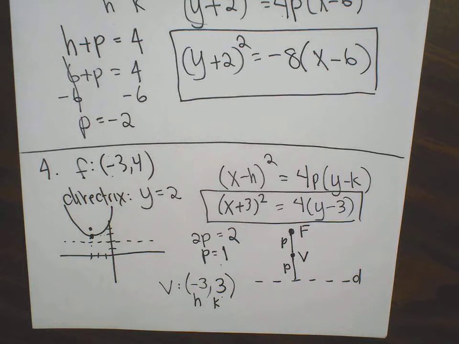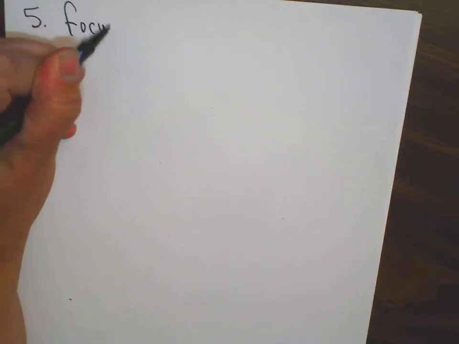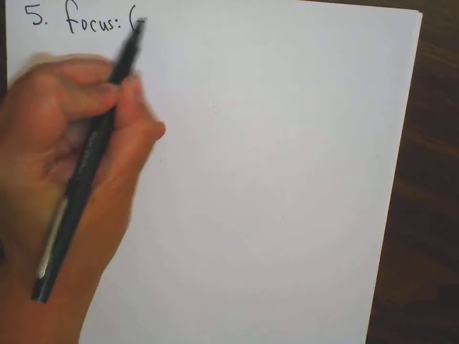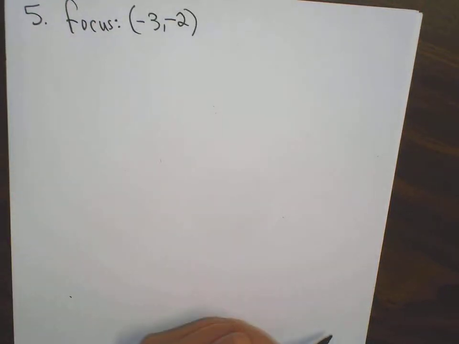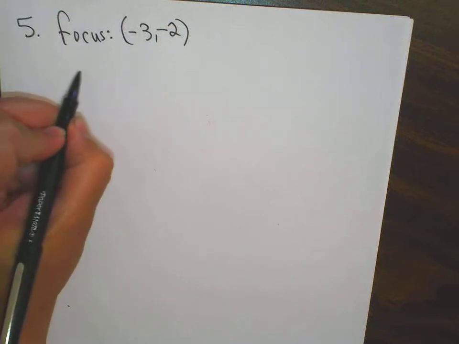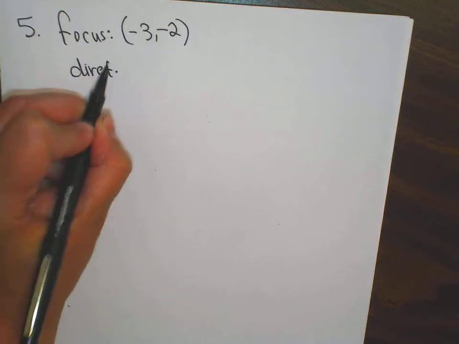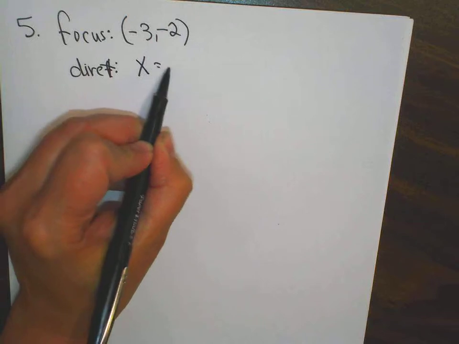All right, was there another one that you missed on 1 through 6 that we can go through? 5. Yeah. 5? Okay. All right, so let's try 5. All right, so number 5, what are we given? We're given a focus is negative 3, negative 2, and the directrix is x equals 1.